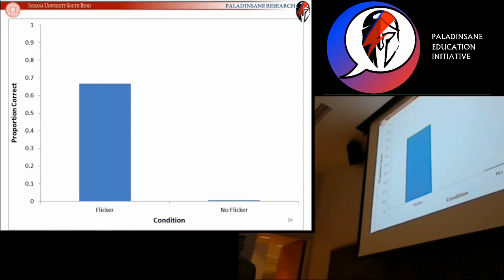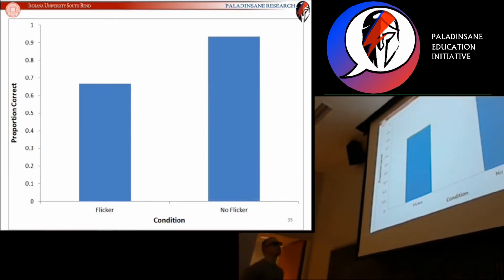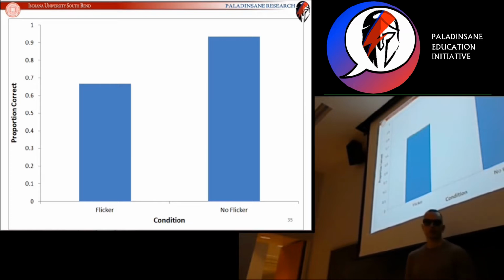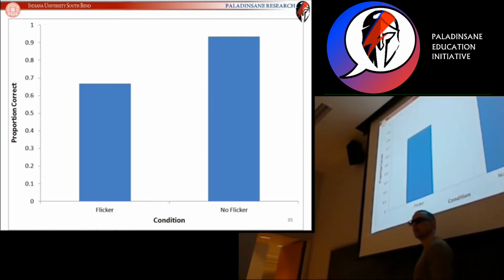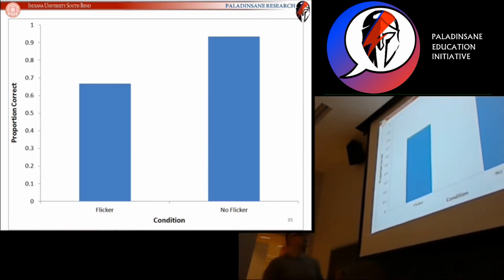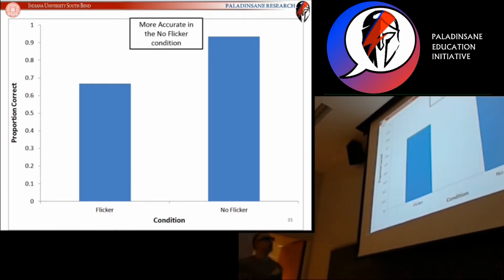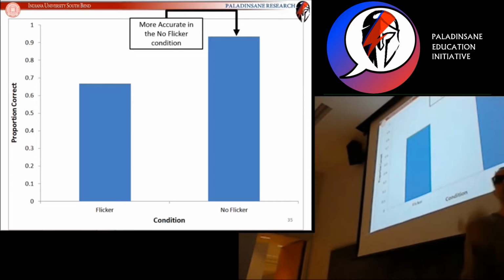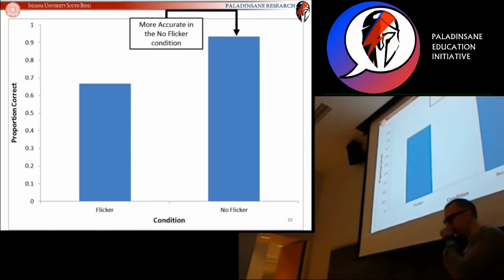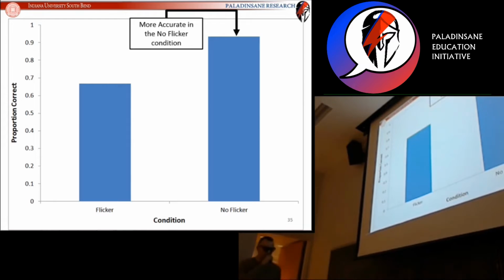If we take a look at the no flicker condition, you can see that the accuracy goes up to almost perfect performance. So you're above 90% correct in the no flicker condition. You are way more accurate in the no flicker condition than you are in the flicker condition. So this is an increase in accuracy.